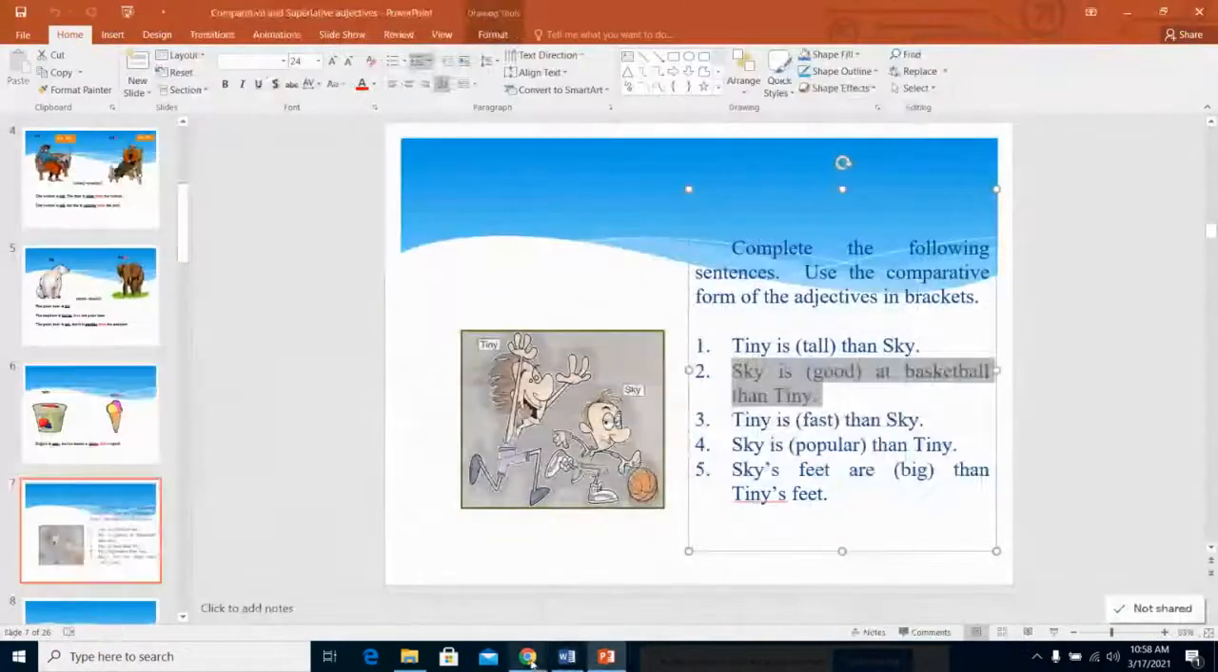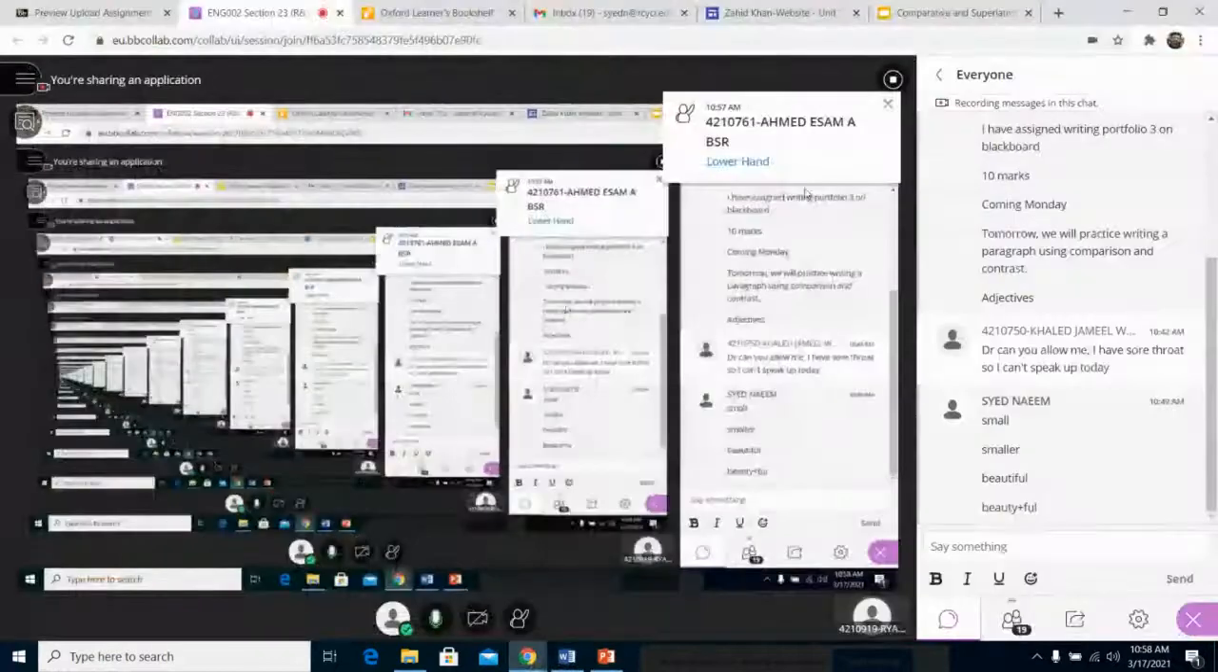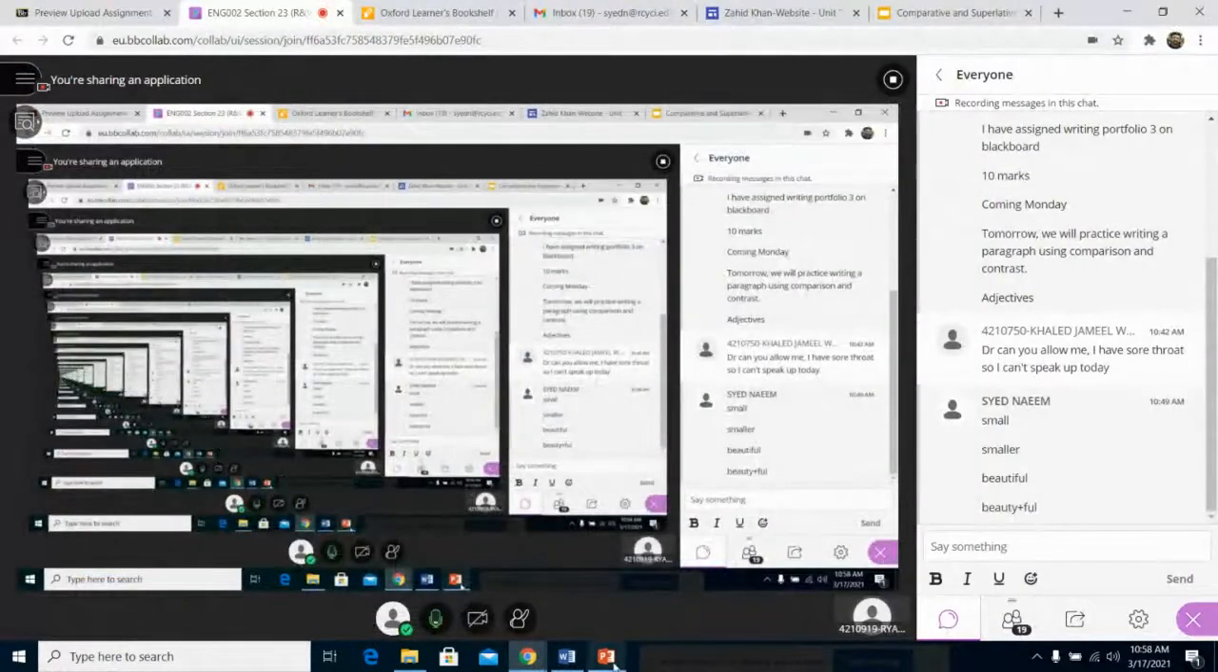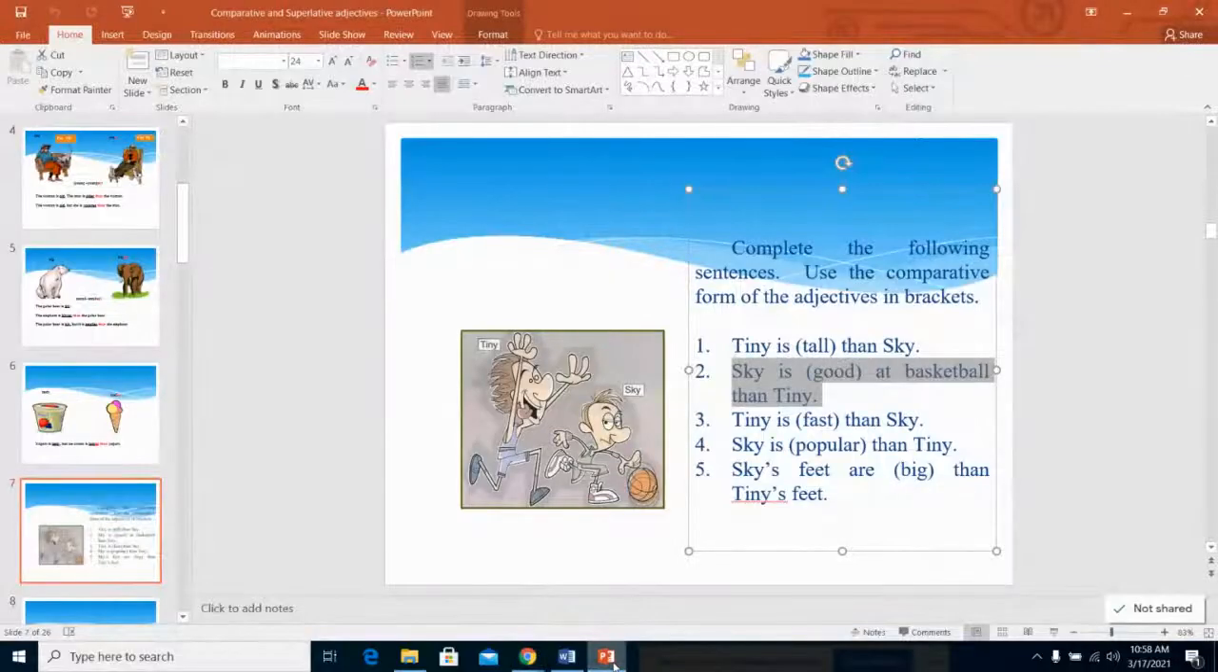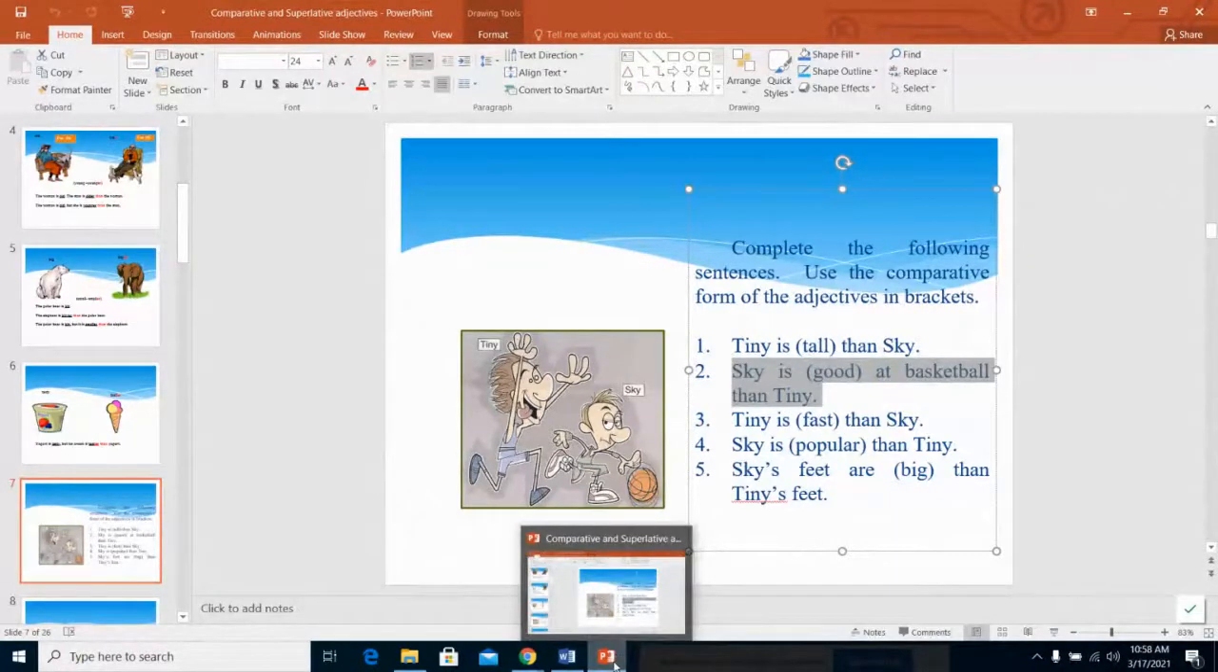Second one. Sky is good at basketball than Tiny. What do you think, guys? Who wants to do it? Ahmed, you want to do number 2? Yes, sure. Sky is better at basketball than Tiny. Yeah, Sky is better at basketball than Tiny. You know why? Because good is an irregular adjective and we have to change it into better.